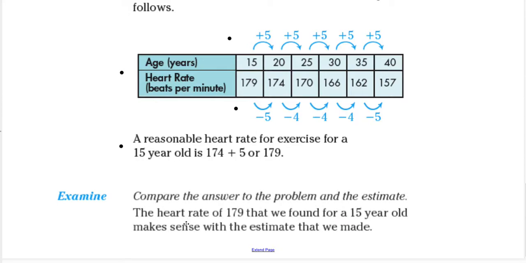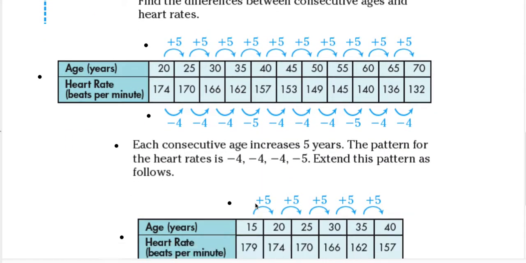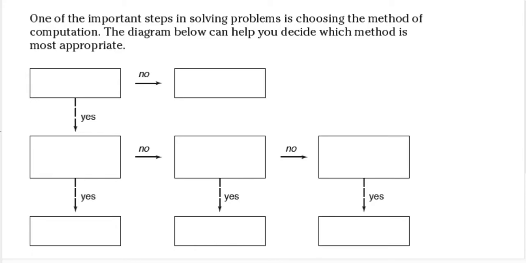And in trying to check if our answer makes sense or not, compare the answer to the problem and estimate. The heart rate of 179 that we found for a 15-year-old makes sense with the estimate that we did. Our answer makes sense, and the answer is correct. Okay, and that's how you use the 4-step plan to solve a word problem such as the one that we just discussed.